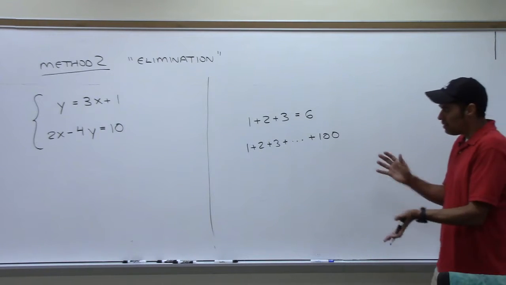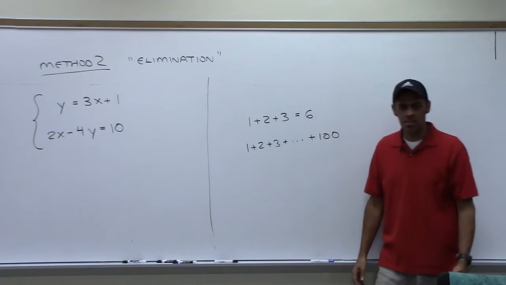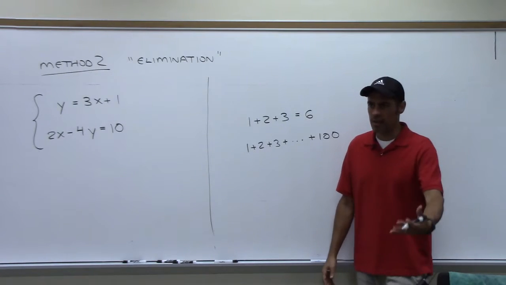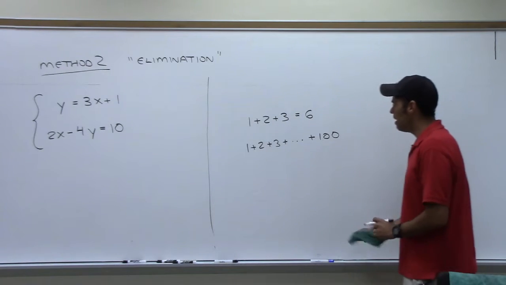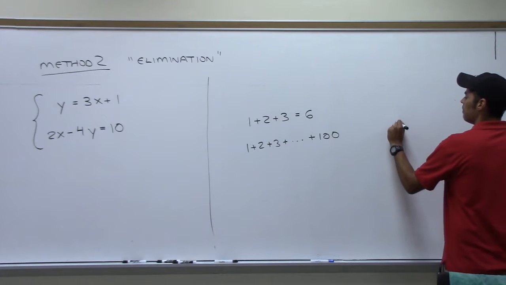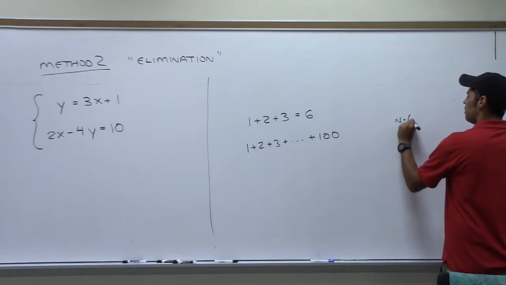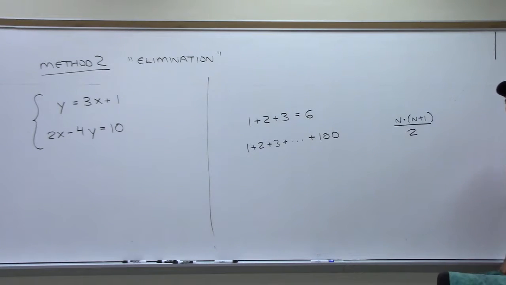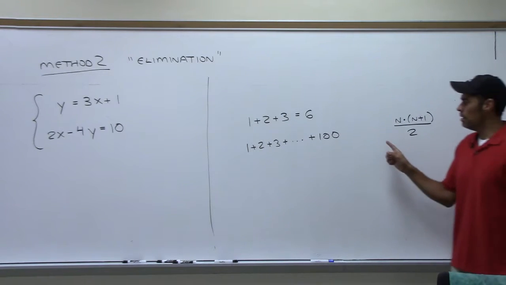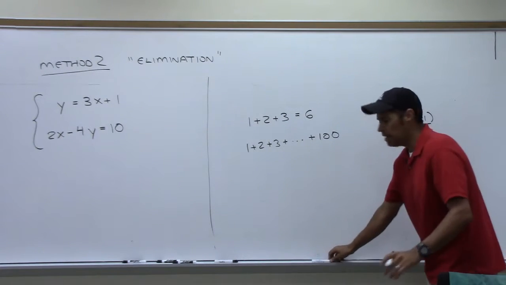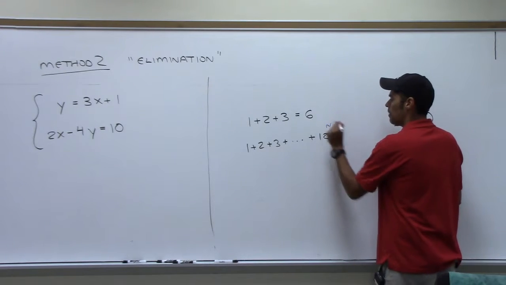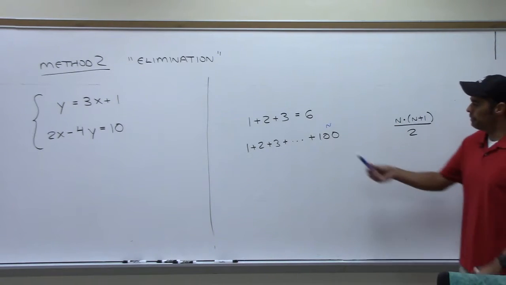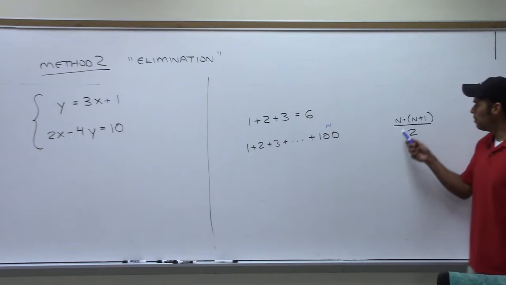So Gauss finishes within a few minutes, and the teacher, pissed off and irritated, walks over and turns over Gauss's slate, and Gauss has this written down: n times n plus 1 divided by 2. And the teacher's like, what is this? And Gauss said, well, this is a formula that will work where n is the last number you want me to add up to. So if you want me to add up the first 100 numbers, I just put 100 right here.